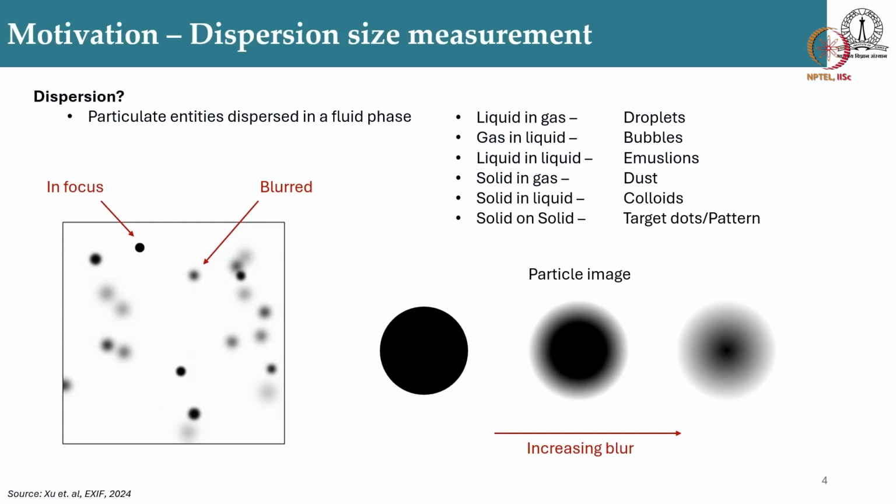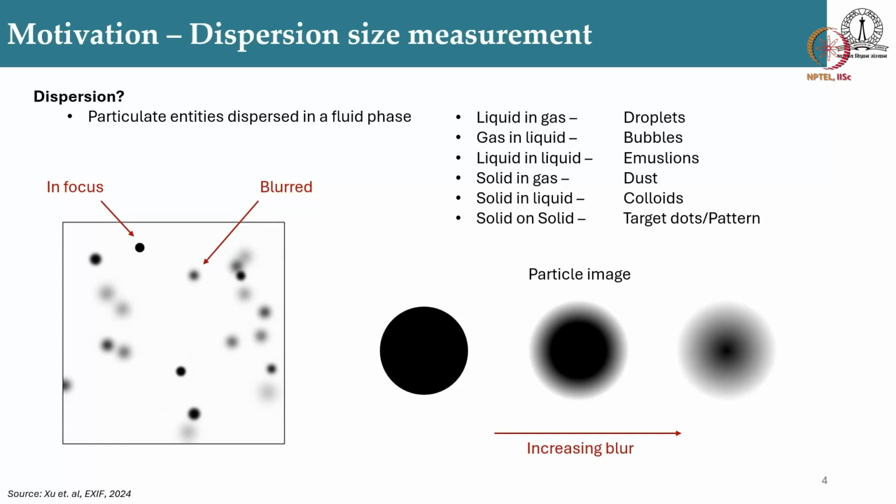Or you can have solid in gas like dusts, or like these kind of pollutant particles in air. You can have solid in liquid like colloids, like mud or some slurry, obviously in a particular concentration limit, but something like that. You can also have solid on solid, which is kind of unconventional, so it can be a textured pattern. So you can have a speckled or dot pattern over a surface. So it is also kind of a solid entity dispersed over a surface.